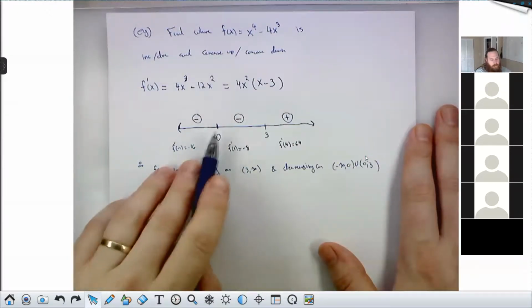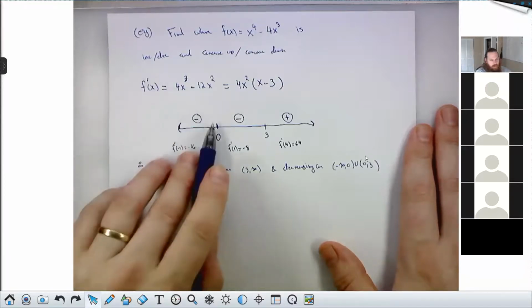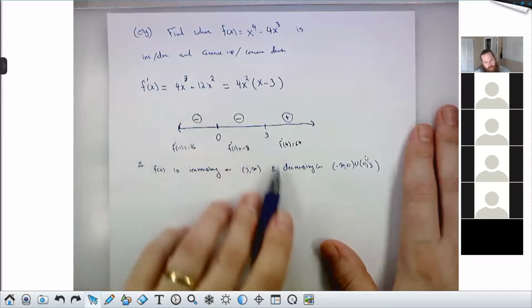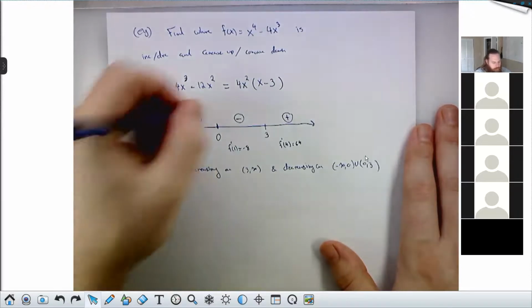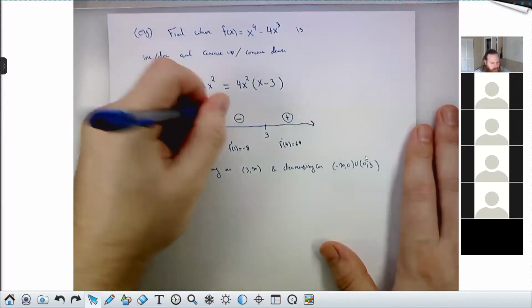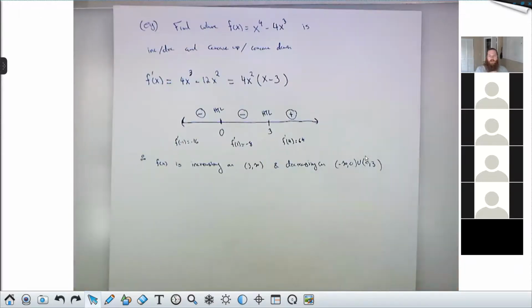So something funny is happening at 0. We're decreasing, decreasing, decreasing, and then decreasing, decreasing, decreasing. There's a horizontal tangent line here and here. One of these is a local min. The other one is not.